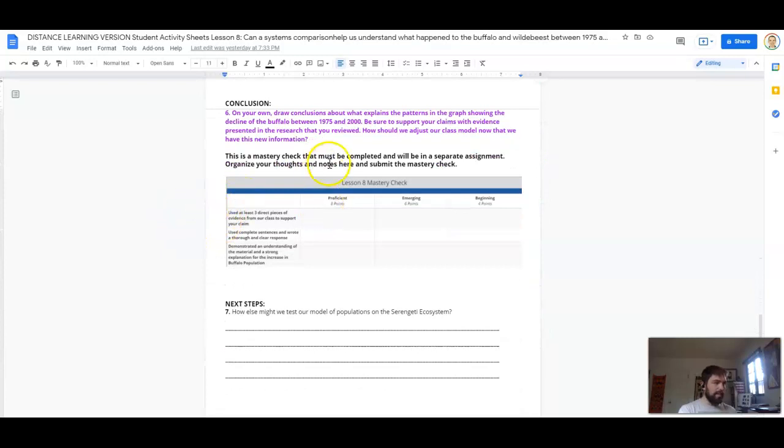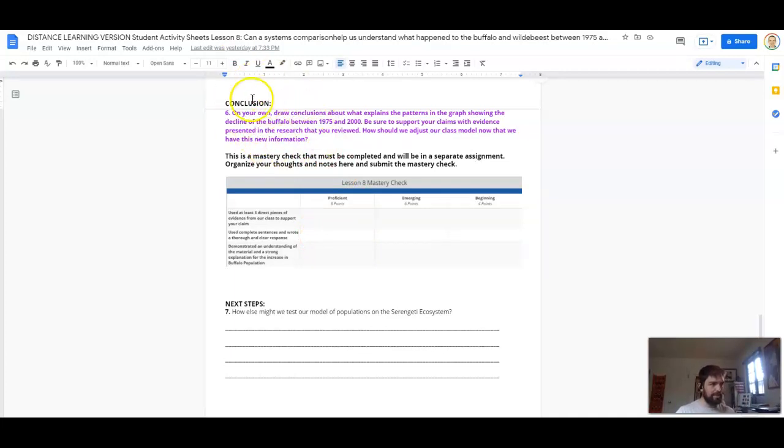Then once you're finished with that, this is a space where you can start thinking of ideas for your mastery check. Here is the question. I want you to cite direct pieces of evidence, use complete sentences, write a thorough and clear response, and demonstrate an understanding of the material and a strong explanation for the increase in buffalo population. You'll have to score 80% to show mastery and move on to the next topic, and to earn the full points for this. Okay, go ahead and get started.